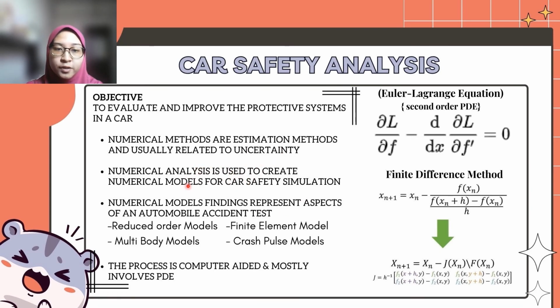One of the models is called a reduced order model, which involves Lagrangian mechanics, and this process includes the Euler-Lagrange equation, which is a second order PDE. And another example is the finite difference model that uses this following formula.